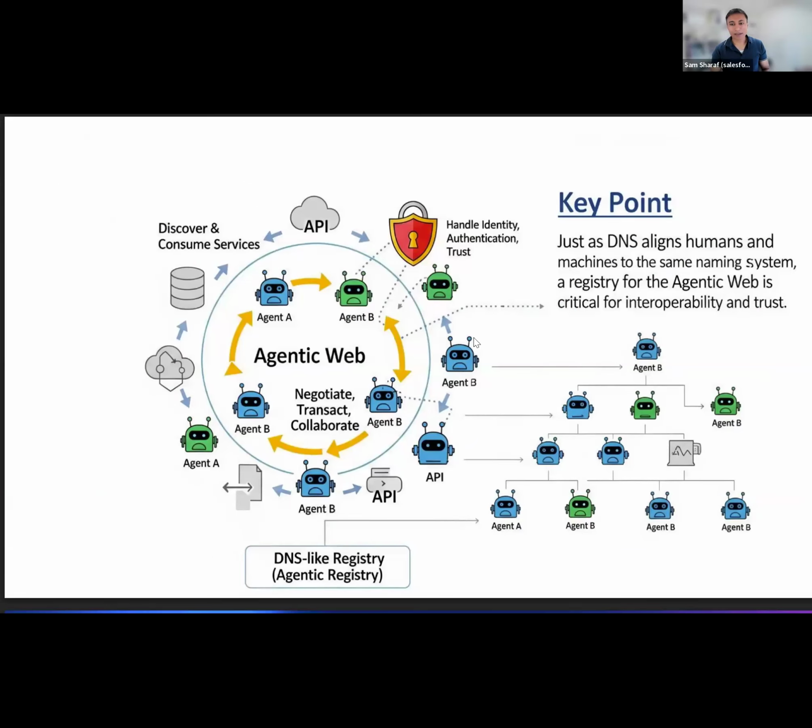All right, so key points: just as DNS aligns humans and machines to the same naming system, a registry for the agentic web is critical for interop and trust. As you can see, I've scaled the agents to many to illustrate the point that, number one, the agents are only going to grow, right? So discovery and registration services become more and more important.